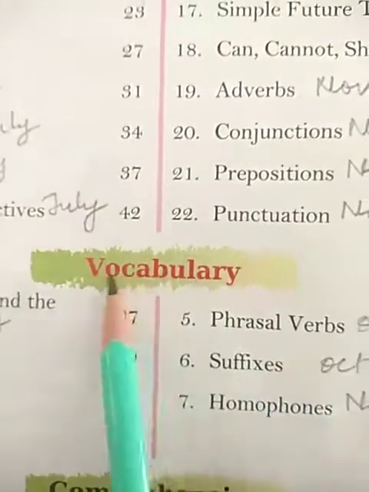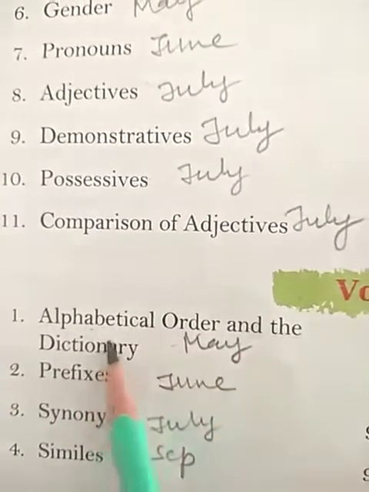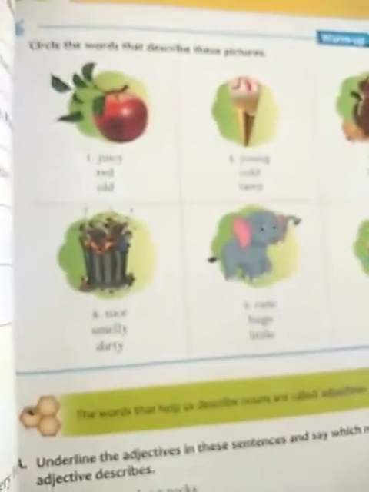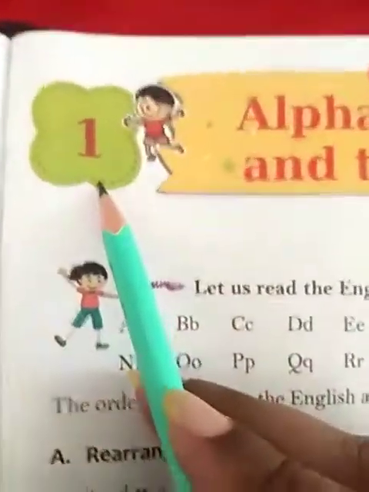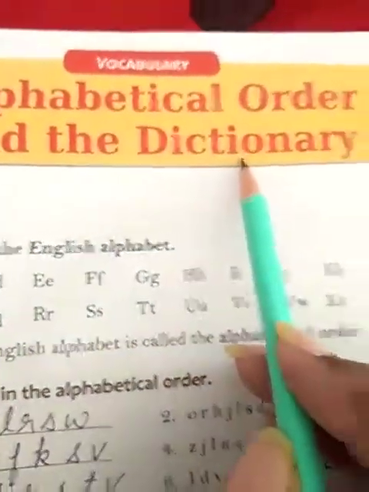Today we will start the vocabulary section of our book. In this we start chapter number 1, alphabetical order and the dictionary, which is on page number 87. Chapter number 1, alphabetical order and the dictionary.